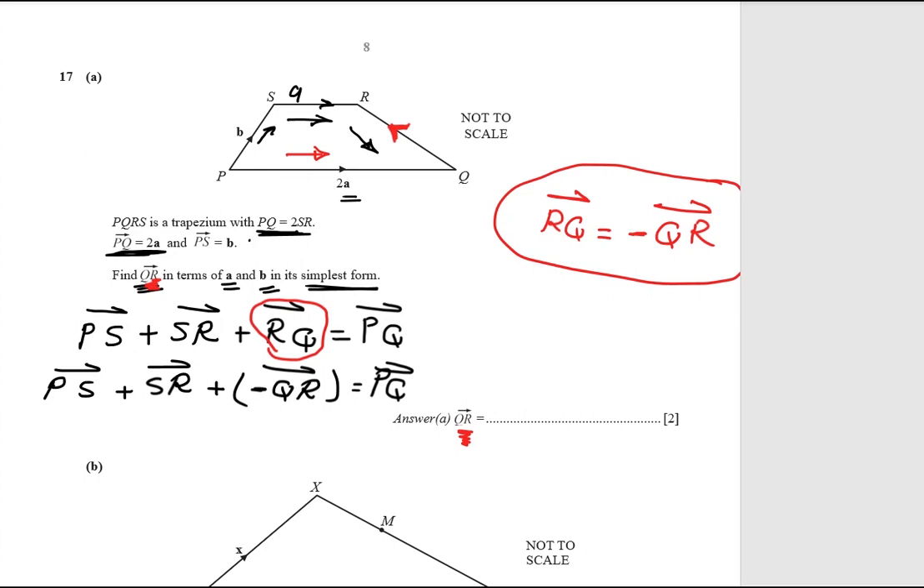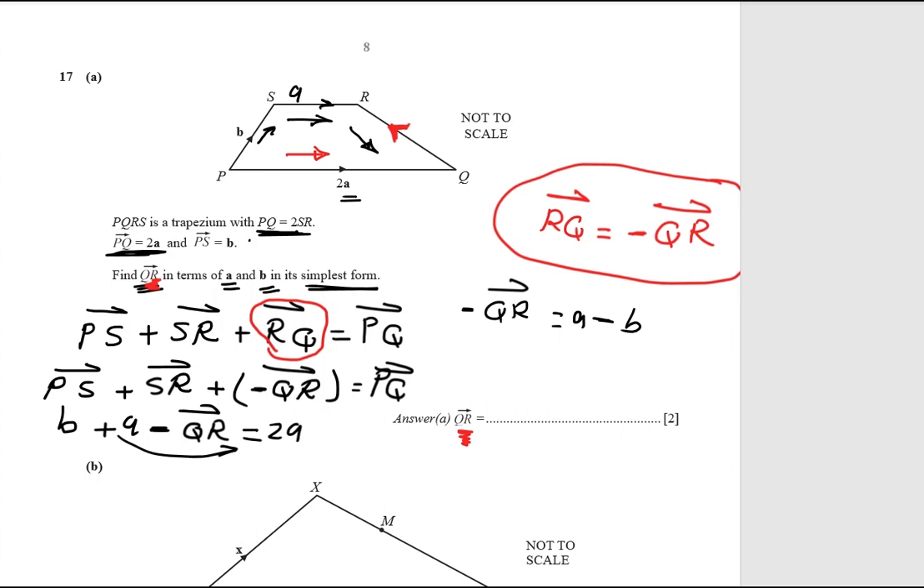Let us translate again. PS is B plus SR is A minus QR vector will be equal to BQ, which is 2A. This A will come to the other direction with minus A, so minus QR vector will be equal to A minus B. So QR as a vector, this minus goes to the other side, so it will be B minus A. So now I can start to write the answer, B minus A.